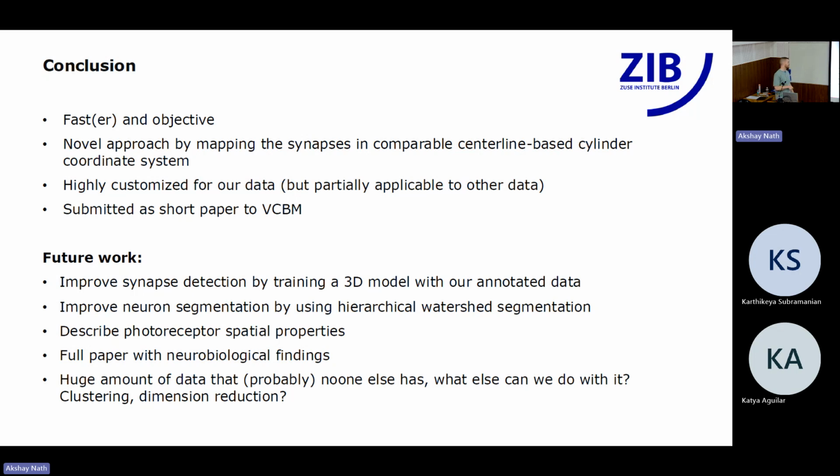There's a plan to write a full paper with neurobiological findings as well. Not yet, but soon we will have this huge amount of data that probably no one else has, so we try to figure out what else we can do with this. One idea was whether we can perform some kind of dimension reduction and get clustering depending on the neuron subtypes. So, I don't know, R7 and R8 neurons might cluster in separate clusters.